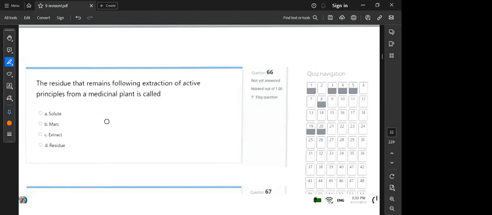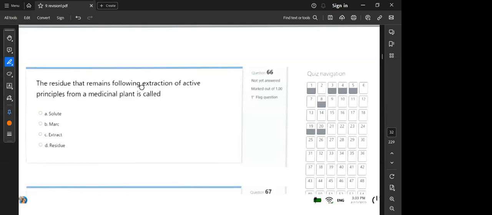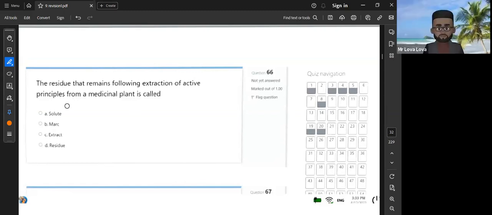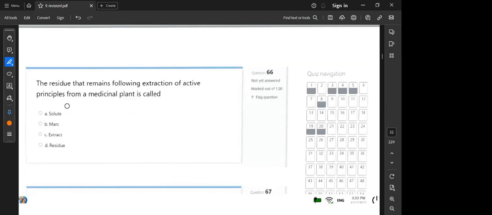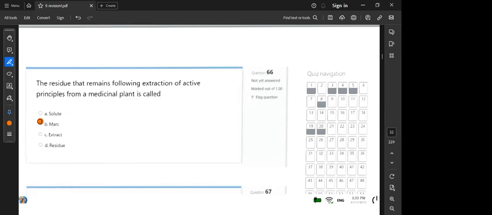So the residue that remains following extraction of active principles from a medicinal plant is called? Mark. Is that the mark? It's the mark. Process inaitwa maceration ama? Hapana. Haya. Sijui. Hata mimi sijui, mbona ina answer. So it is a guess, hapo mark. Tuendelee.